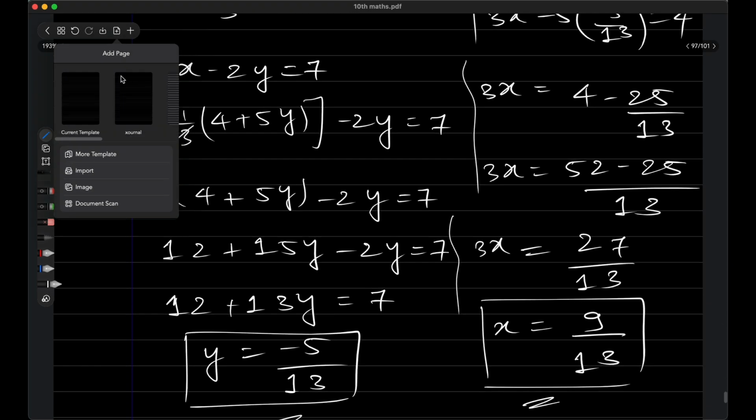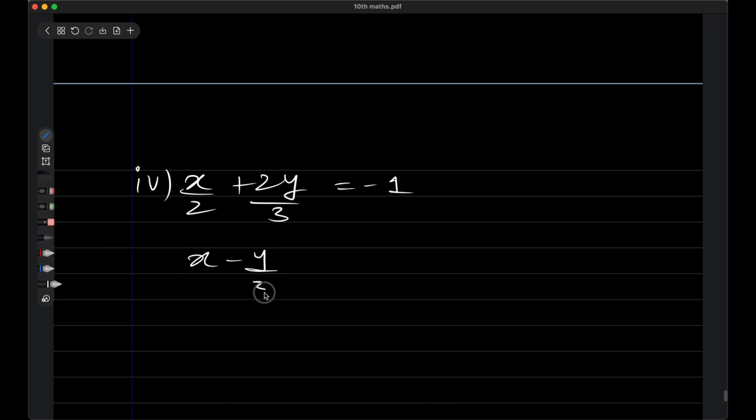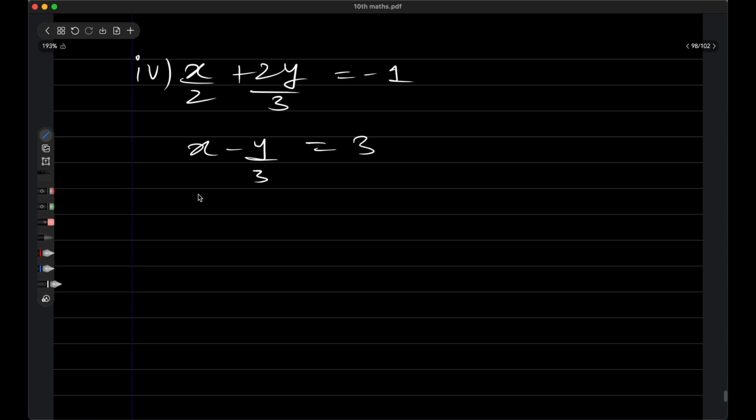Now let us solve part 4. The equations are x by 2 plus 2y upon 3 equals minus 1 and x minus y by 3 equals 3. Let us take the LCM and remove the denominator for both the cases. The LCM is 6 for 2 and 3. So the first equation, multiply by 6.